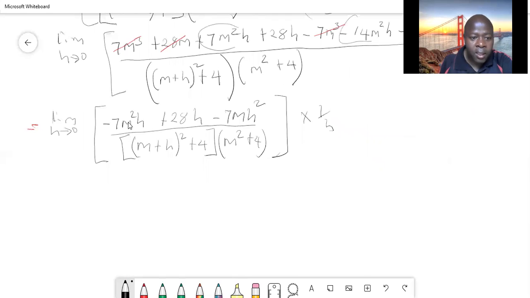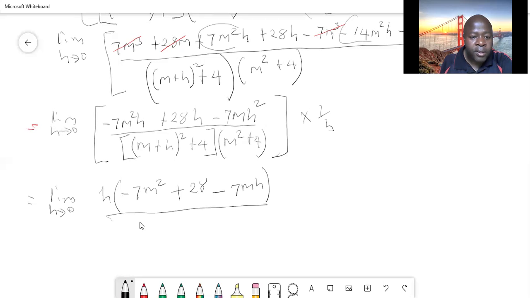Now, so factorizing our h outside in the numerator, we would have the limit as h tends to 0 of h into negative 7m squared plus 28 minus 7mh over the same denominator, m plus h squared plus 4 times m squared plus 4, multiplied by 1 over h, so that this 1 over h cancels with that.